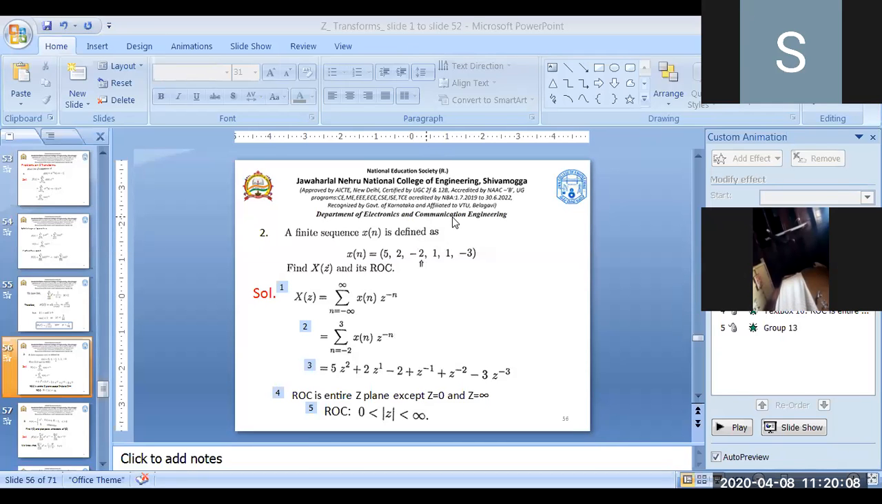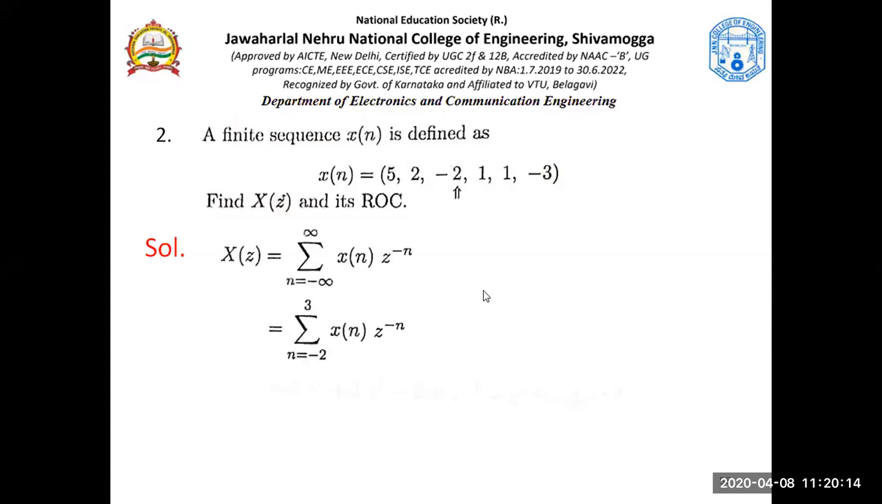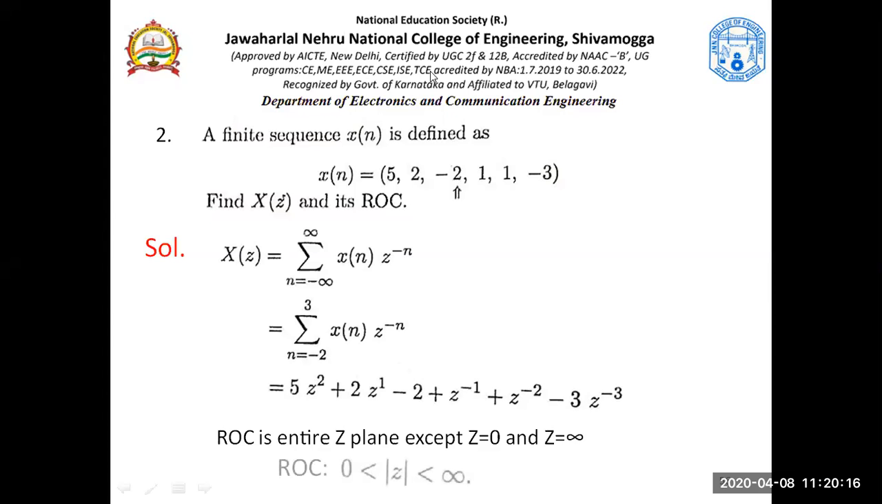Yeah, this is what we were talking about. The next problem I was telling you about is very important from the ROC plot point of view. Okay, so let's see that problem.